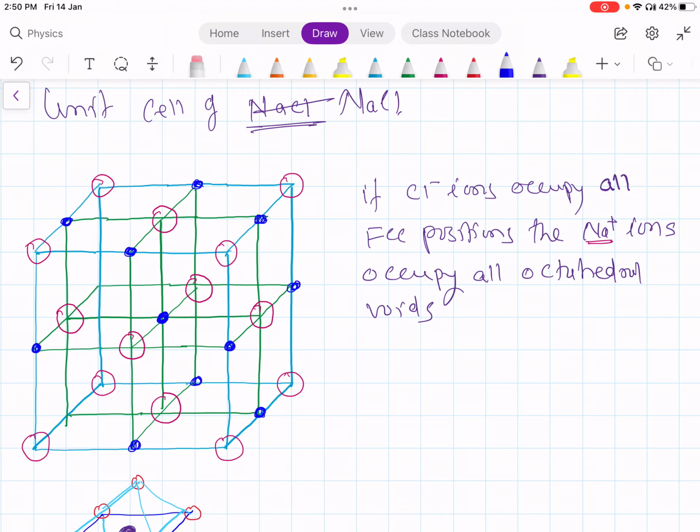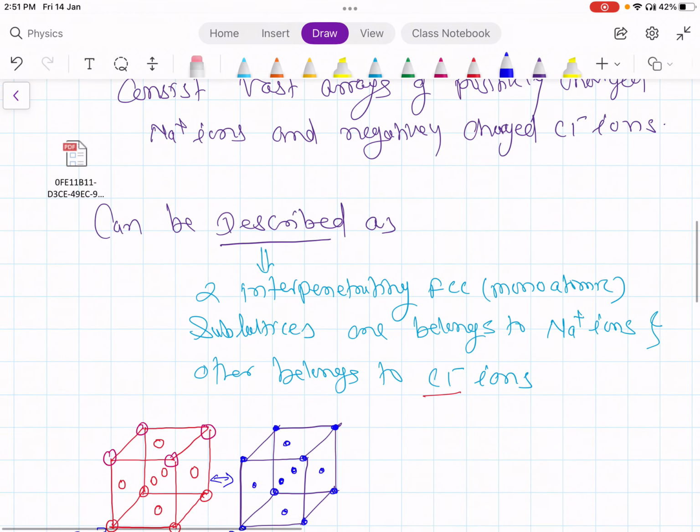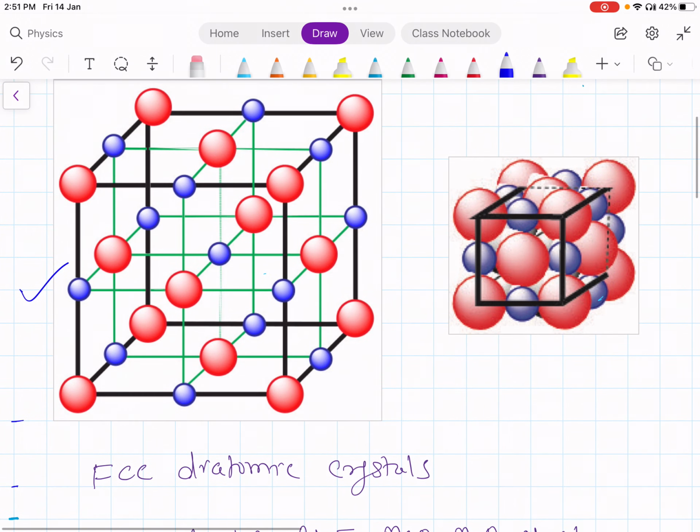Okay, one is over here, one is here. Four here, four here, and four here, and one at body center. So this is the unit cell of NaCl. See, it looks just like this. This is NaCl.